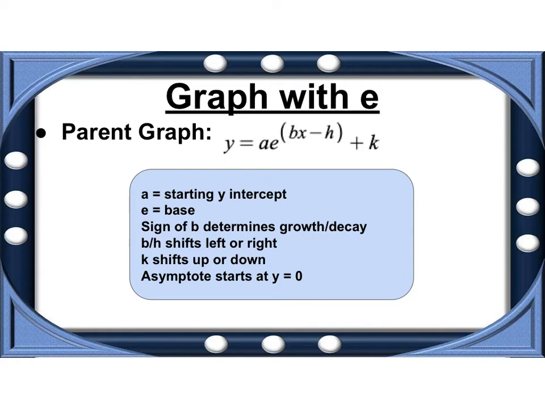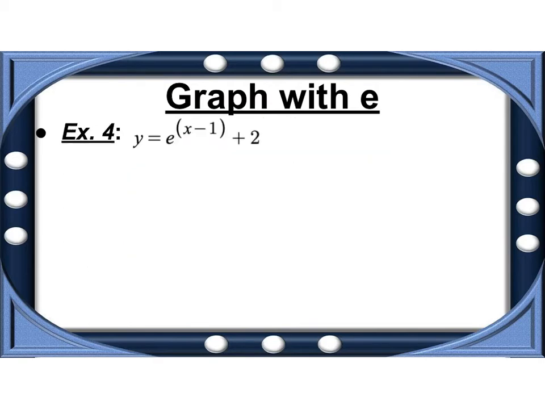If we put some more letters in here, A is still the starting y-intercept. E is our base. The sign of B will determine if it's growth or decay. Remember, it's not just H. If we do have a value of B, H divided by B is going to tell us our shift left or right, and K is going to be our shift up and down. The asymptote is normally going to start at y equals 0.